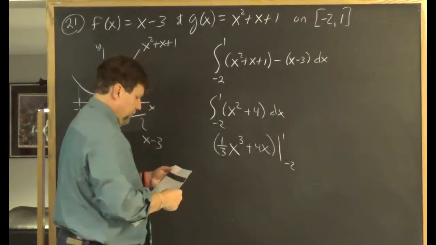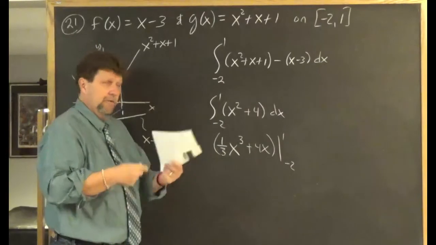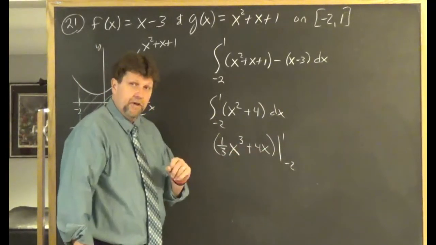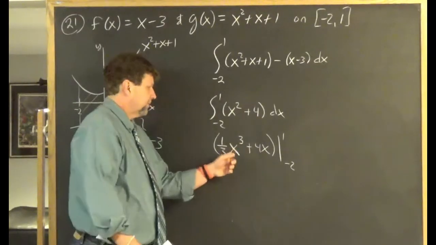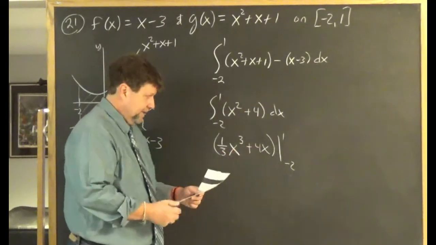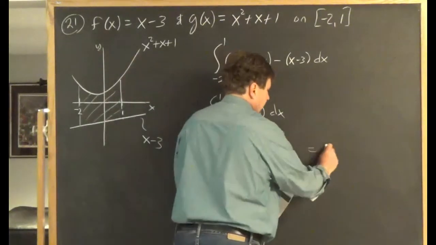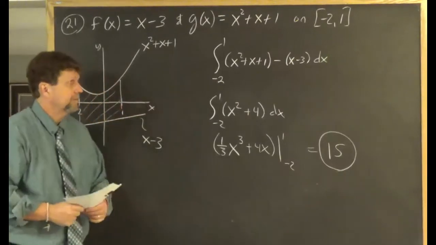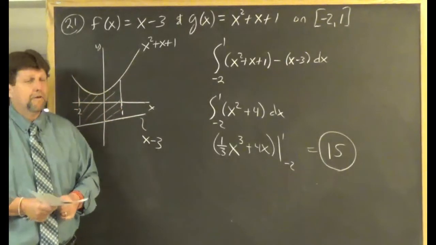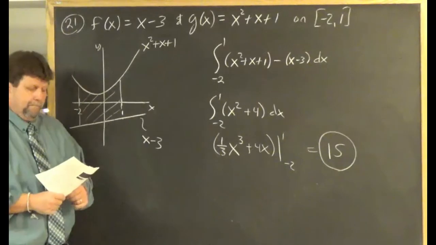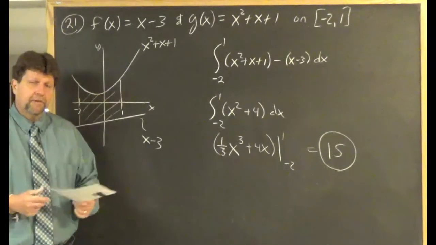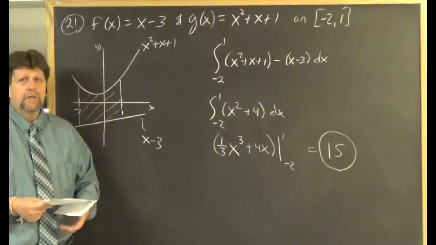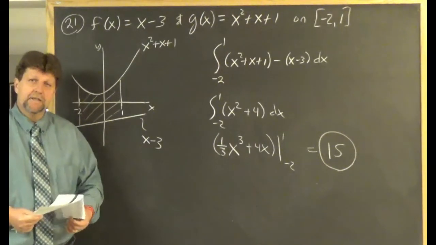Evaluate that from -2 to 1. You evaluate it from -2 to 1 using the fundamental theorem of calculus. So the 1 goes in for the x's first, minus the -2 going in for the x's, and you end up with the area being 15, or technically 15 square units. But that's all there was to number 21. Hopefully you're seeing this isn't bad at all. So let's head on back to the slides and see what's next.